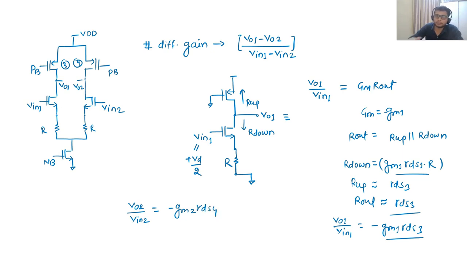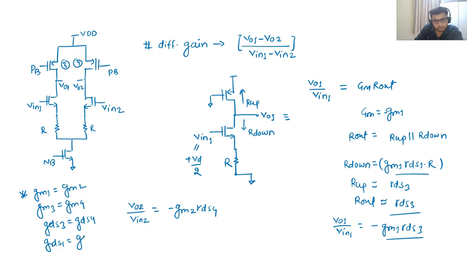And from the symmetric viewpoint we know GM1 equals GM2, and one thing that we should consider for the practical symmetric circuit: GM1 equals GM2, GM3 equals GM4, GDS 3 equals GDS 4, and GDS 1 equals GDS 2. These are some approximations that should be considered, and GDS is nothing but 1 upon RDS.